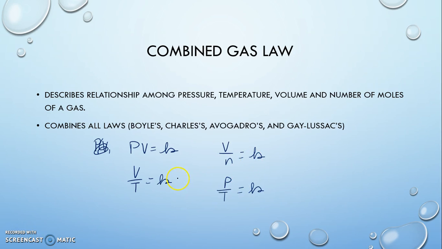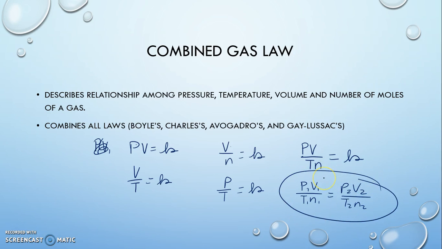Well, if they're all equal to a constant, why can't we just throw them all together, right? So P times V is the same, and we could put those both over T, right? So P V over T and V over N, so we throw N there, and that's all equal to K. Well, you've got P1 V1 over T1 N1 is equal to P2 V2 over T2 N2. Okay, and this would be your combined gas law.